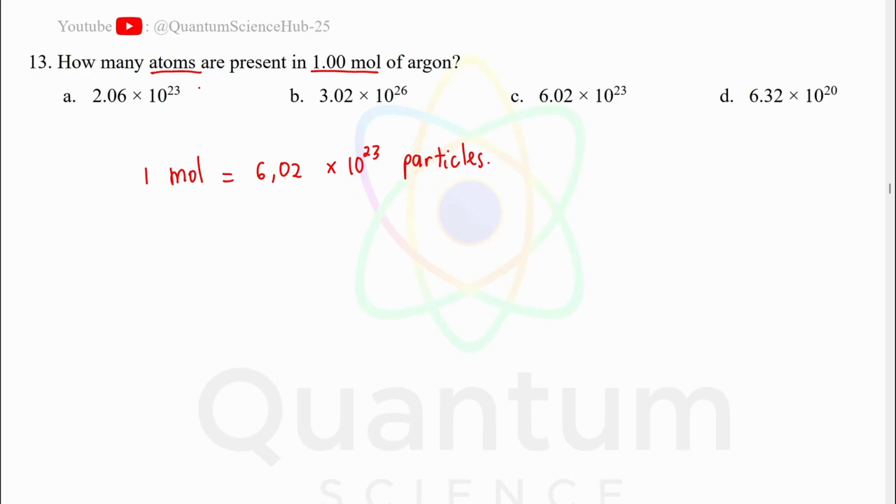So the question here is an atom in 1 mole. It is just the same with 1 mole of atoms, which equals 6.02 times 10 to the power of 23 atoms. So the correct answer here is C.